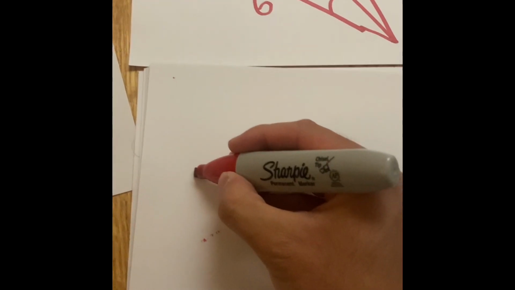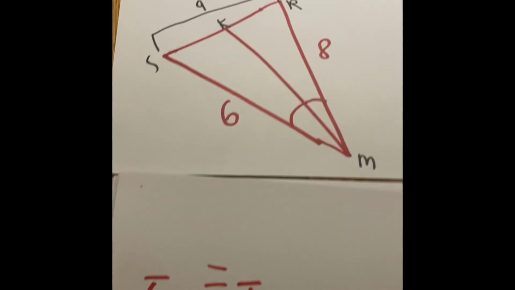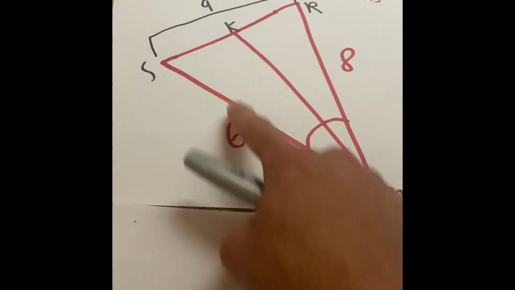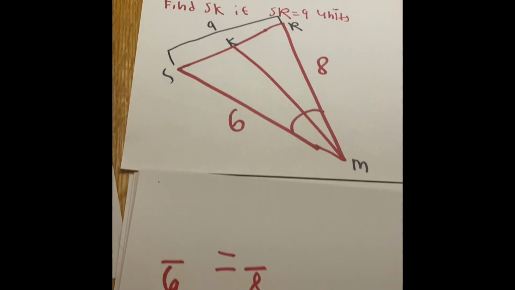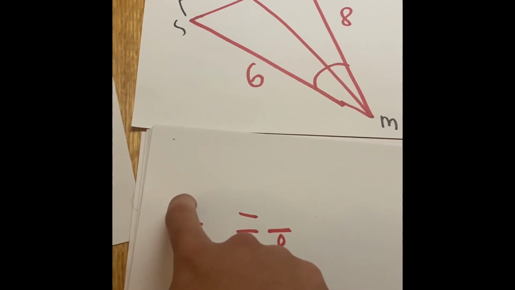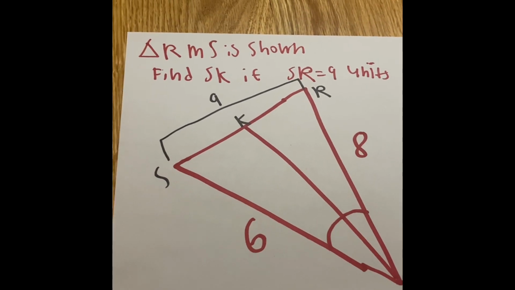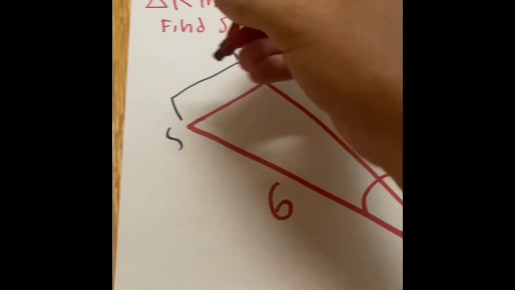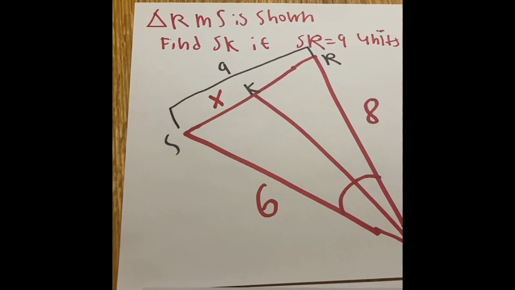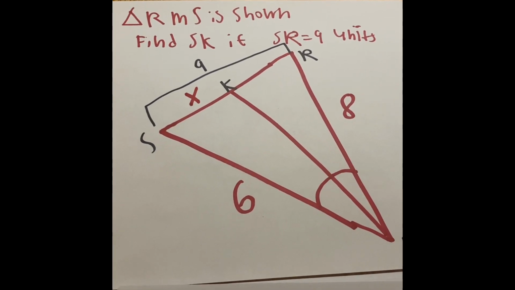So here is what's going to happen. We are going to put 6 and 8 on both sides. The reason why we're going to do that is 6 is going to be compatible with SK and 8 is going to be compatible with KR. So we have SK here and KR there. But if the whole SR is 9, what are we going to do? Well, we're trying to find SK in the first place, so we're going to put that X right over there. But in order to find KR, we have to find the difference between 9 and X.